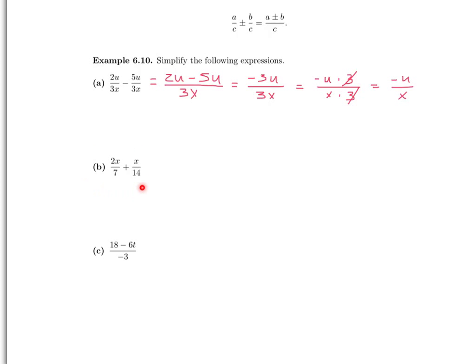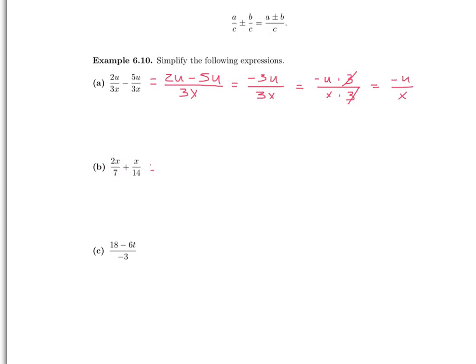Now let's go ahead and look at part B. In this case, we're adding two fractions. More importantly, notice that the denominators of these fractions are not the same. So before we can actually add the two fractions, we have to convert them so that both fractions have exactly the same denominator. We can get the denominator of this fraction equal to 14 by multiplying the denominator by 2. However, if we multiply the denominator by 2, we have to multiply the numerator by 2 as well, so that the resulting fraction is equivalent to the original one.